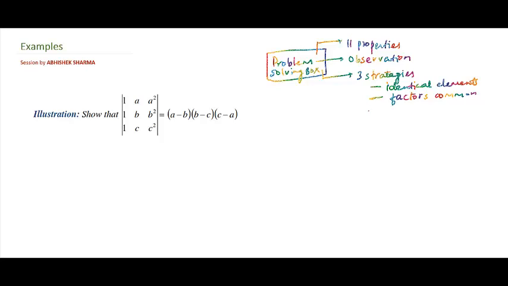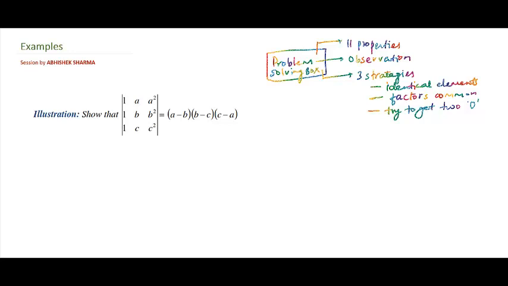And the third thing is, if possible, try to get 2 zeros in any one row or column. And this is our simple problem solving toolbox. You should be comfortable with the 11 properties. Then you should be very good in observation. You have to read between the lines. And then the third is you should be comfortable with the 3 strategies. So now we start with the first problem.